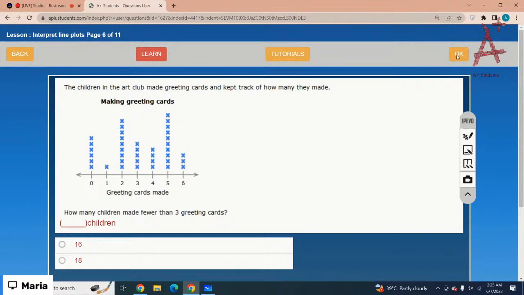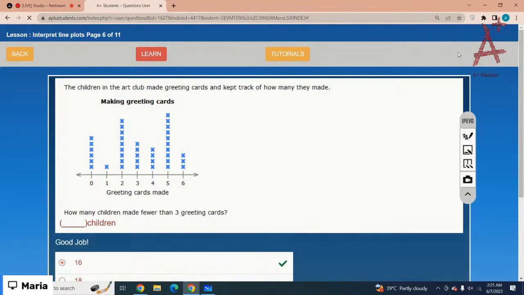Got it? Hold on, let me count. 1, 2, 3, 4, 5, 6, 7, 8, 9, 10, 11, 12, 13, 14, 15, 16. They are 16. That means the number of children who made fewer than three greeting cards is 16. 16 children made fewer than 3 greeting cards. Got it?